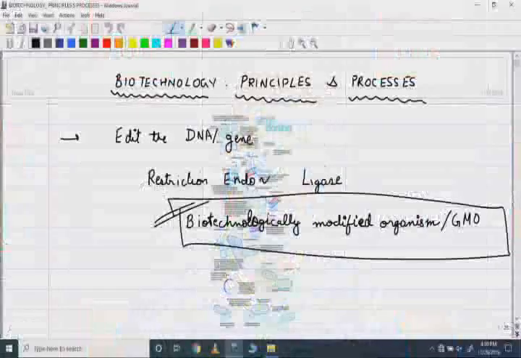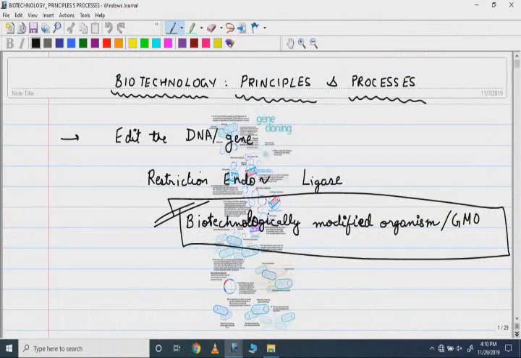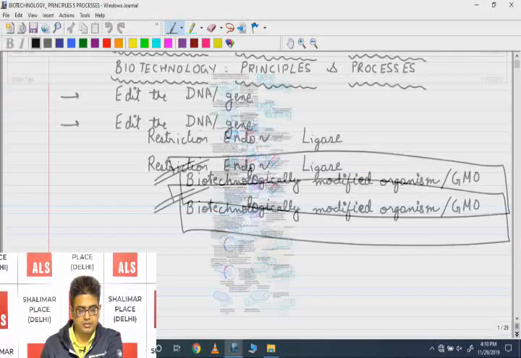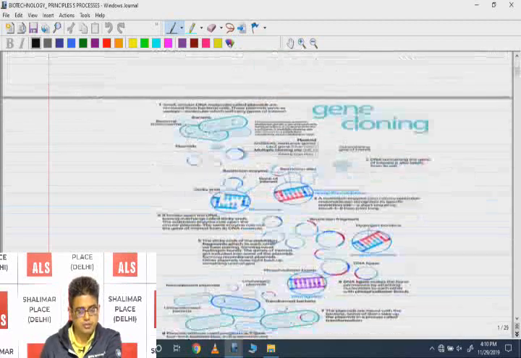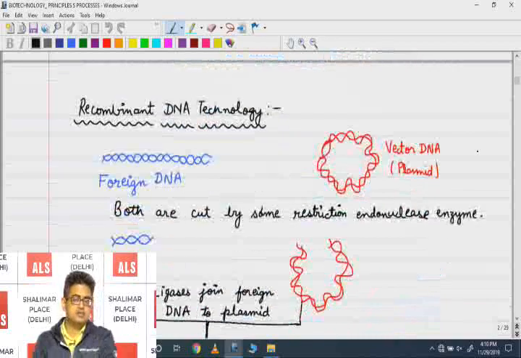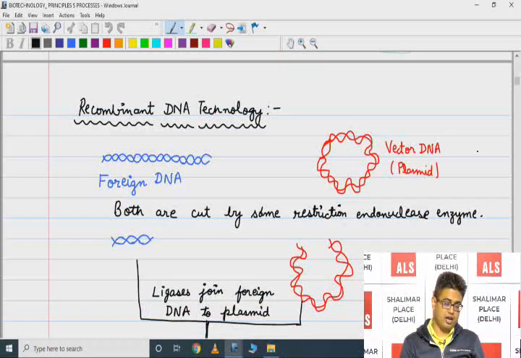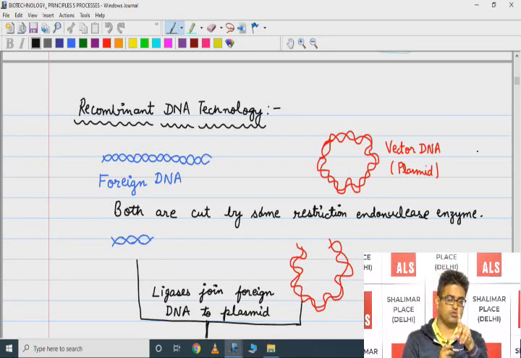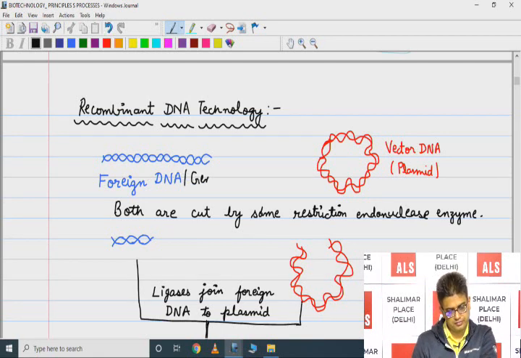So basically we are dealing with editing the gene, editing the DNA, and that is done with the knowledge of some gene editing procedures, gene cloning procedures, and one of these is recombinant DNA technology. Okay, so we have to introduce a foreign DNA into a vector DNA. A vector is any DNA which can carry this foreign DNA or the gene of interest. You can also call it gene of interest.